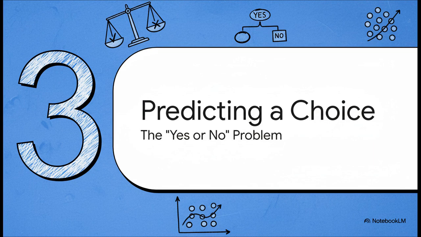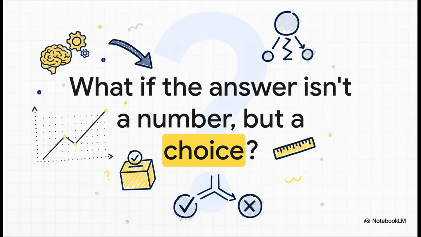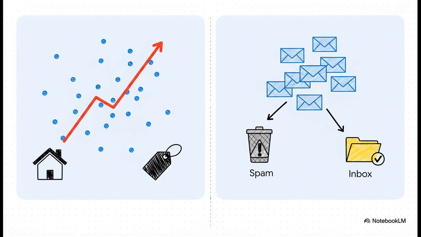Okay, so that works great for numbers. But what happens when the answer isn't a number at all? A straight line is perfect for predicting a value on a spectrum, but it can't really help us predict a simple yes or no. This is a totally different kind of challenge called a classification problem, and for that, we're going to need a different tool. And that brings us to logistic regression.